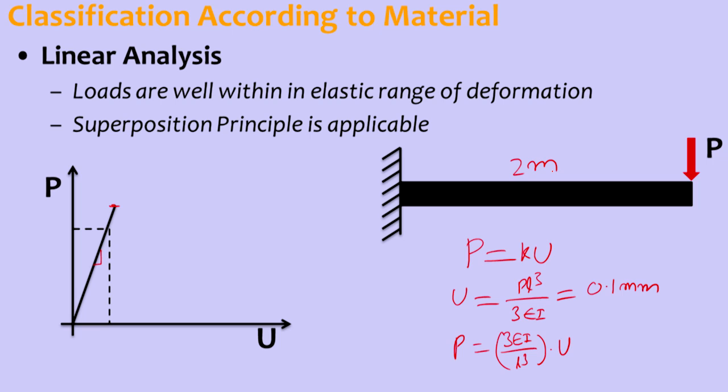So, if we apply 10 times P, then the deflection will become 1 millimeter, and if we increase the load further, 10 times more, so 100 P, then the deflection will become 10 millimeter, and if we increase the load further, then it becomes 100 millimeters or maybe 1000 millimeters. So, 1000 millimeters is nearly half the length of the beam. Before it reaches this 1000 millimeter, usually it fails.